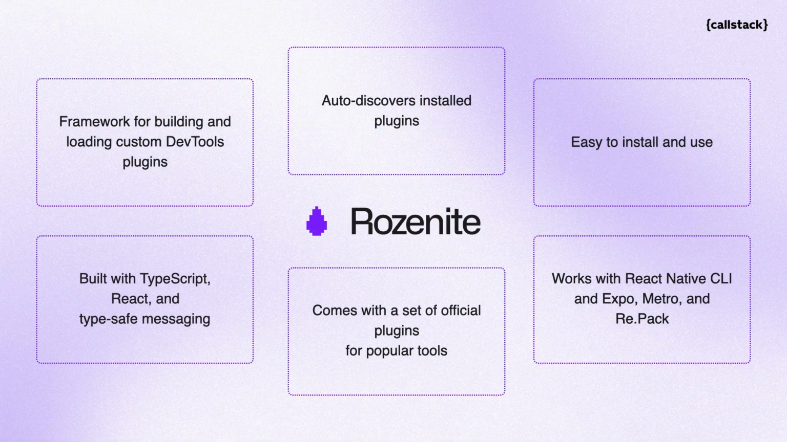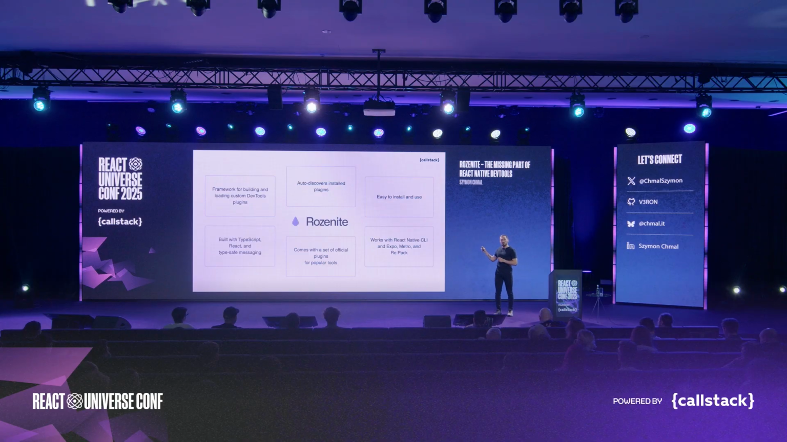Rozenite is a framework for building custom plugins you can then inject into React Native DevTools. It auto-discovers installed plugins. It's easy to install with the Rozenite init command. It's built with TypeScript, React, and type-safe messaging. It comes with a set of official plugins, with TanStack Query, with Redux DevTools, with network activity, with performance monitor, and with more and more coming soon. And it works with React Native CLI, Expo, Metro, and Repack.